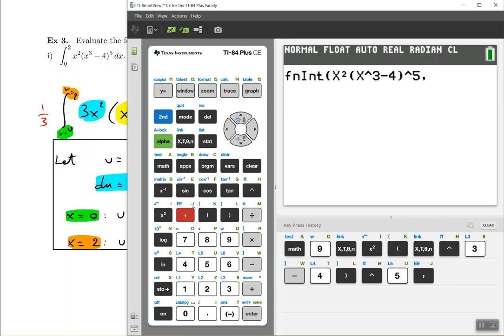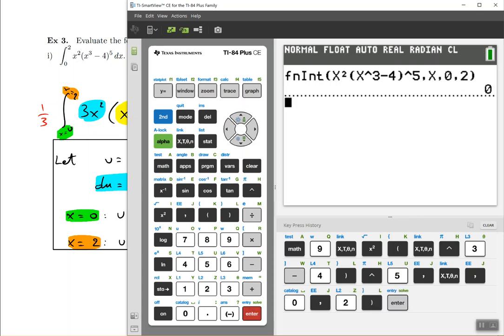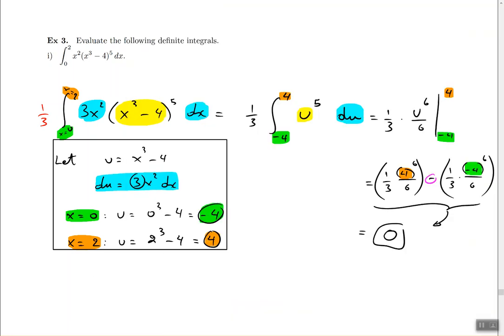Now I have to tell the calculator I'm integrating with respect to x. Then I have to tell the calculator the lower bound followed by the upper bound. And close the parentheses and just hit enter. And there it is. 0 is the solution, which is what we wrote over here. So that's the end of the problem.